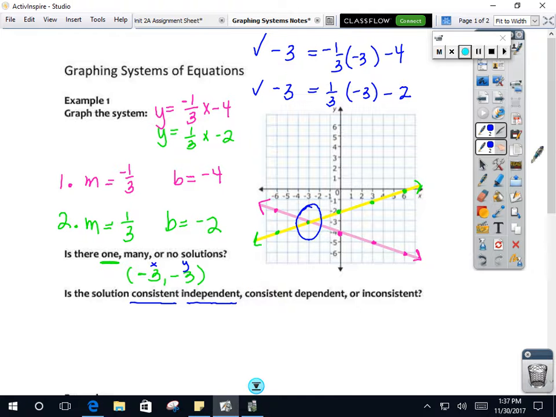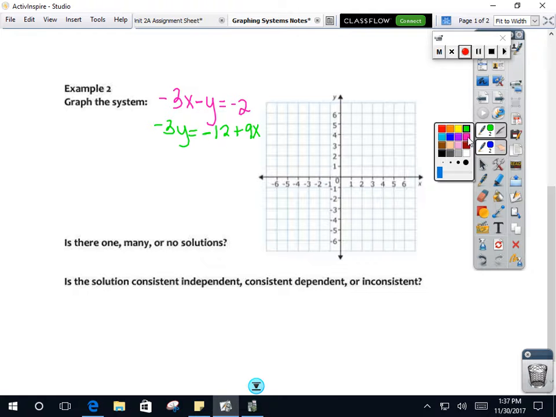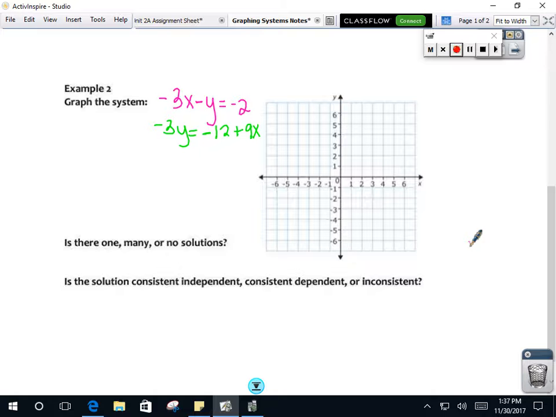Nothing else will. Okay, let's try example 2. This time your first equation is negative 3x minus y equals negative 2. And your second equation of the system is negative 3y equals negative 12 plus 9x. Now remember, our directions say graph the system, but are they ready to graph? No. So over here to the right of the graph, you have some room where we can do some scratch work. So we're going to take that first equation and rewrite it in slope-intercept form, just like we were doing on the warm-up. So what do I do first?